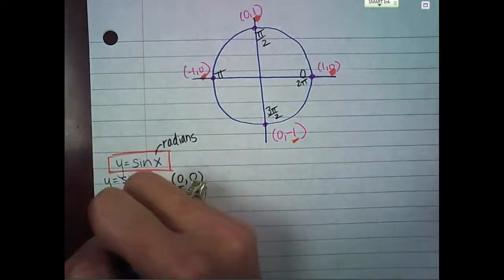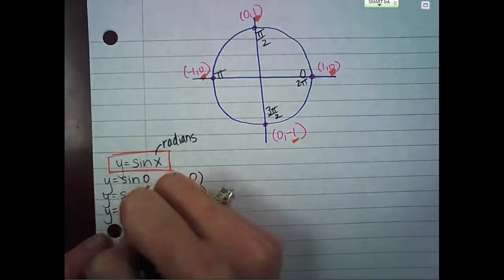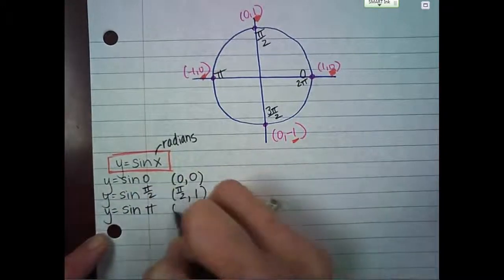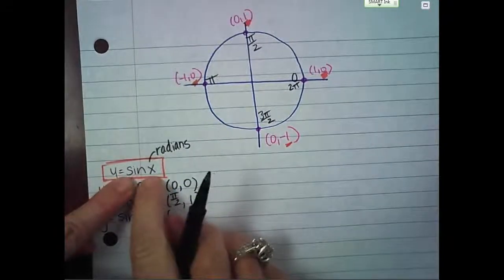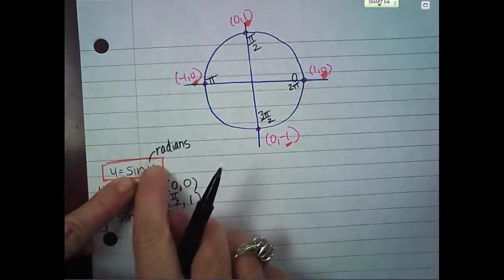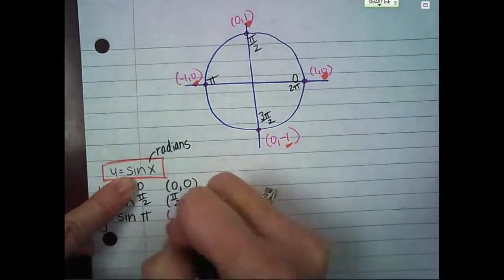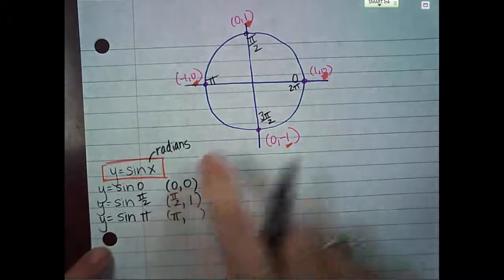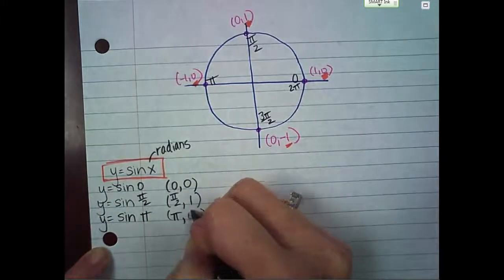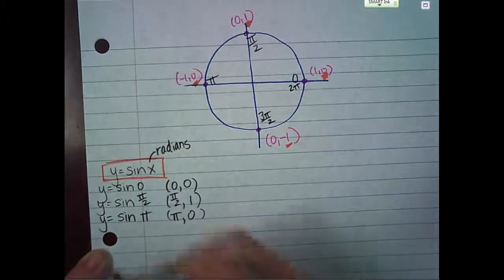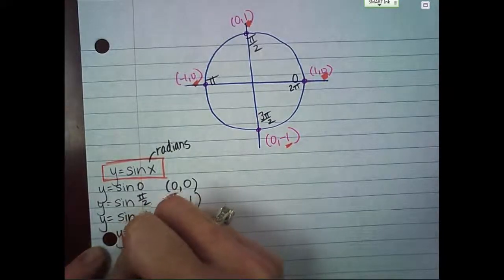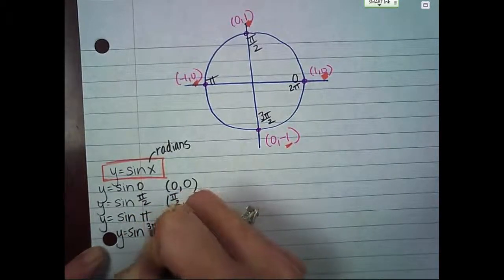Go to the next one. Y equals sine of pi. Well, my input, here's my original equation. Your input is your x. So my x is pi. And what's my output? What is sine at pi? There goes 0. What's after pi? 3 pi over 2. Sine at 3 pi over 2.